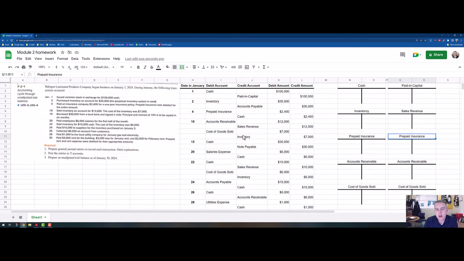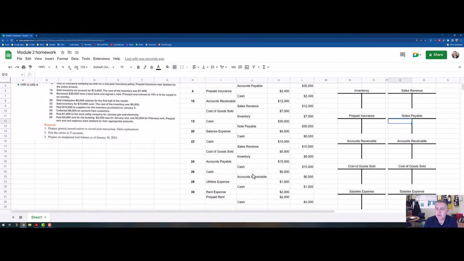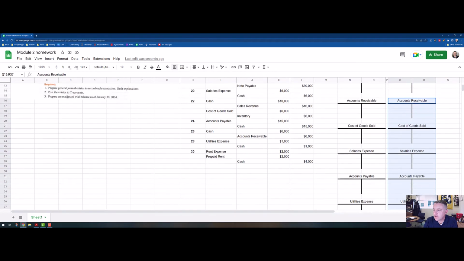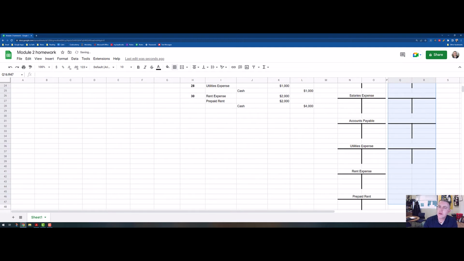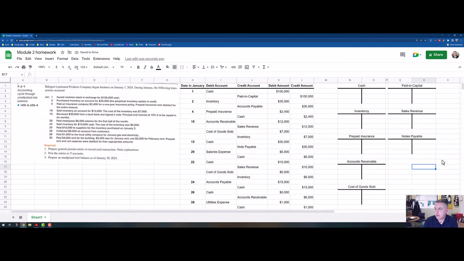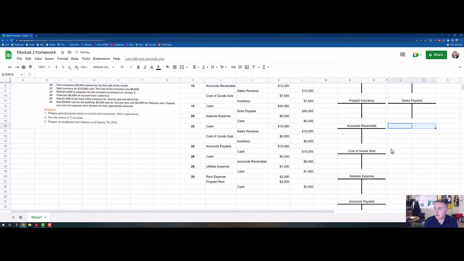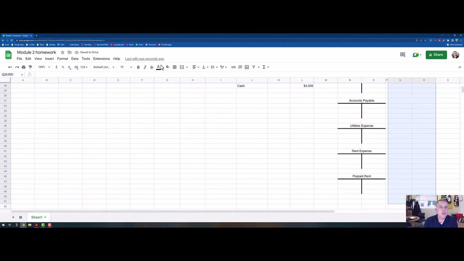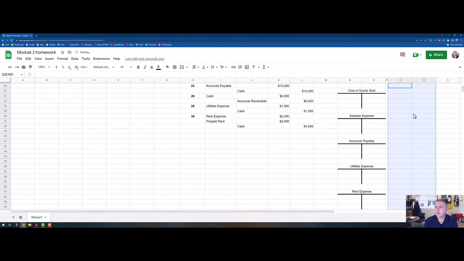Notes payable. I don't think we have that. Notes payable. And what else? Cash we have. Revenue we have. Inventory we have. Cash we have. Accounts receivable we have. Cash we have. Okay. So we got everything we need here. Let's get rid of these bad boys. Let's clear our formatting. No borders. I don't want to merge these guys. Let's make it all nice and clean. All right. Now we're good to go.